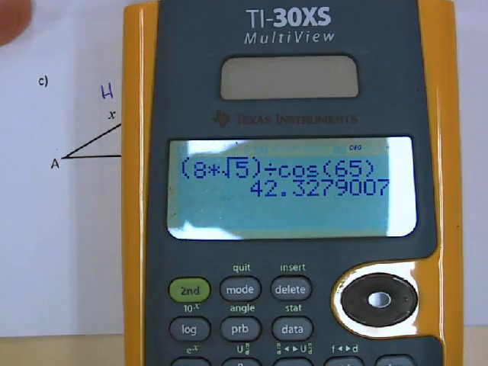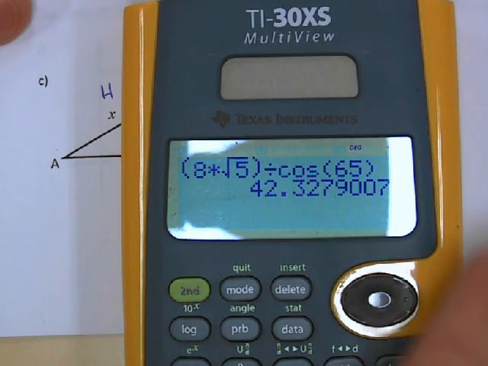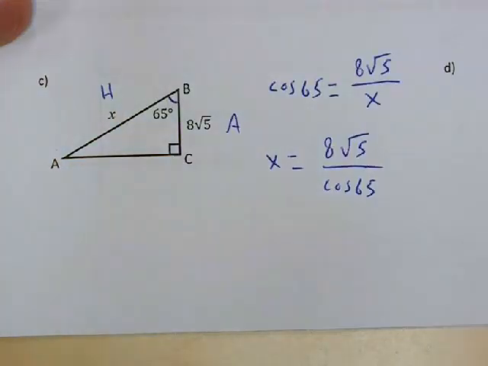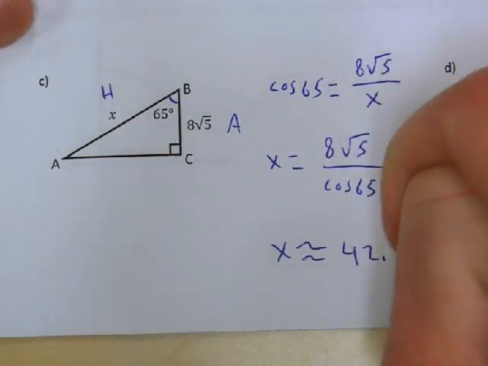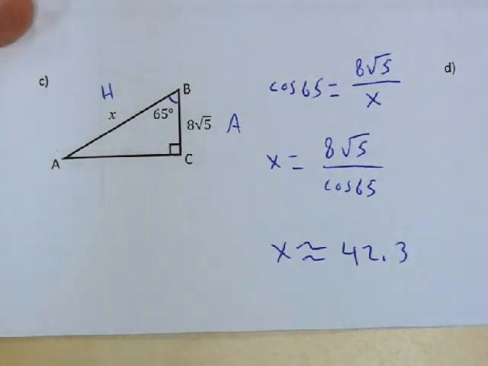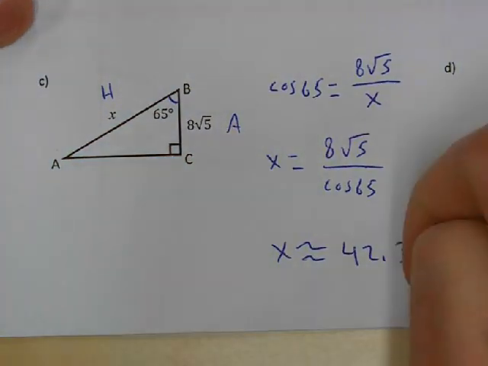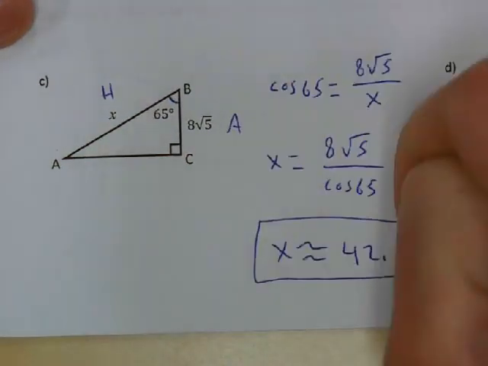Okay, and then we get about 42.32, so we'll say about 42.3. So x is approximately 42.3. Okay, and then that's our answer we're looking for, because again, they said round to a decimal.